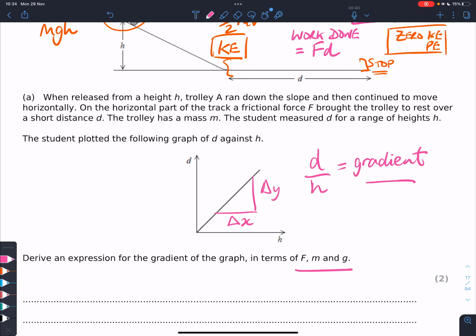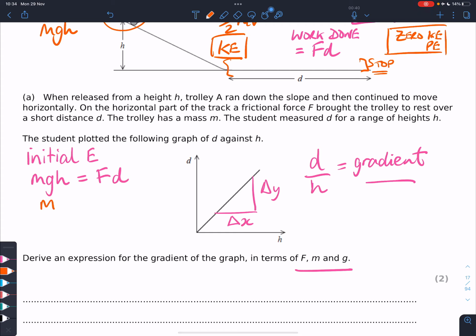So the thing that we're going to do is say that the initial setup, and when you use energy, you're always looking at the initial and the final, or the first and the second, and so on. So the initial energy is mgh, and this is going to end up being work against friction, so we can say that it's used up in doing the work against friction. So we're getting close. We can actually rearrange this any way we like.